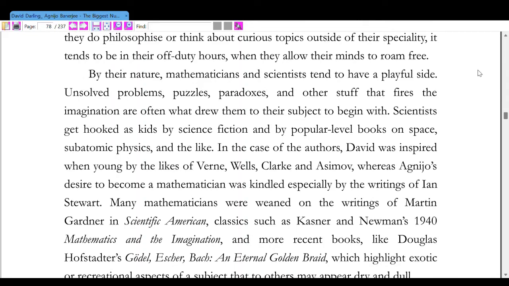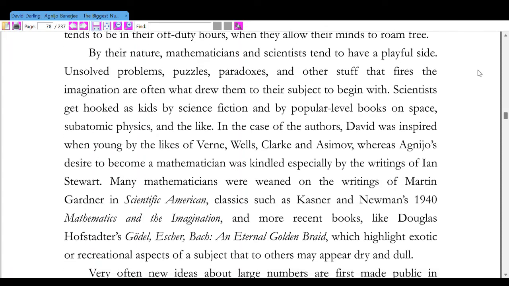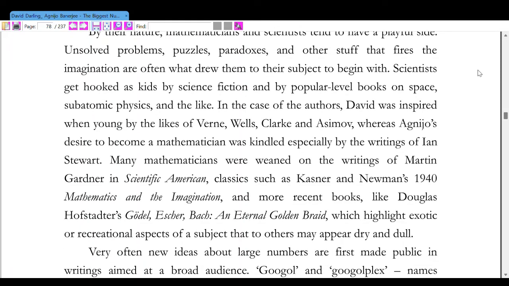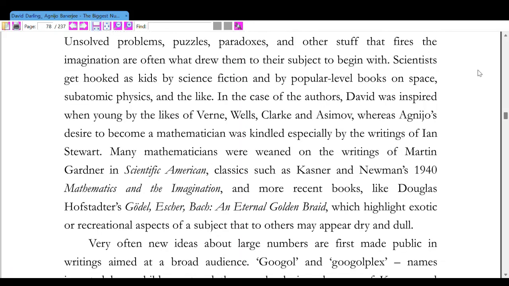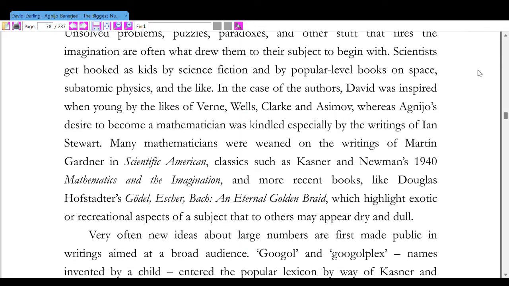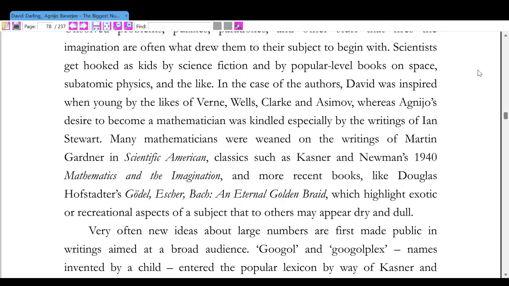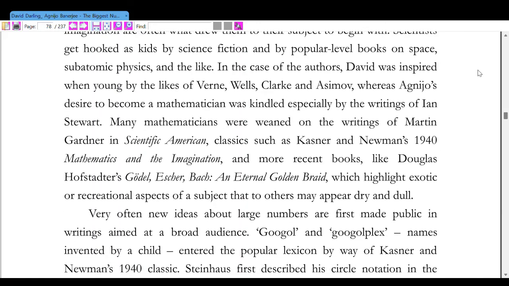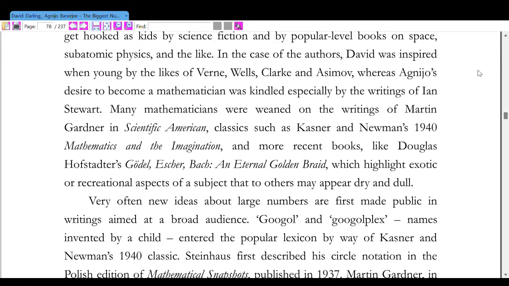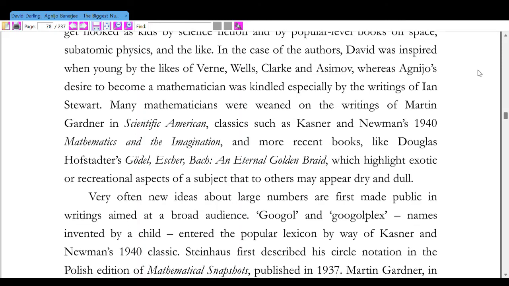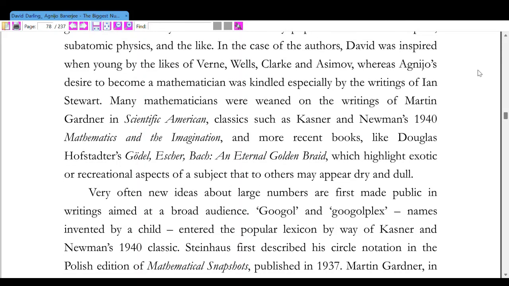By their nature, mathematicians and scientists tend to have a playful side, and problems, puzzles, paradoxes, and other stuff that fires the imagination are often what drew them to the subject to begin with. Scientists get hooked as kids by science fiction and by popular level books on space, subatomic physics, and the like. In the case of the authors, David was inspired when young by the likes of Verne, Wells, Clarke, and Asimov, whereas Agnijo's desire to become a mathematician was kindled especially by the writings of Ian Stewart.